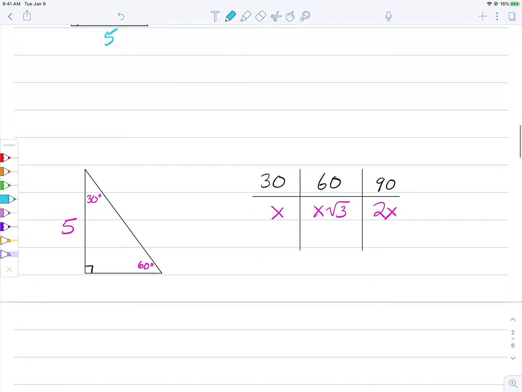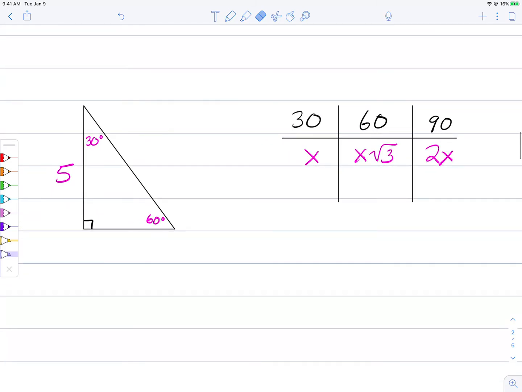Okay, last one. I didn't want that. Yes, I did want that one to be 5. Okay, so let's just say we had this triangle here, 30, 60, 90. Now across from this 60 is a 5. Now on this particular triangle, I don't have a root 3 with my 60.